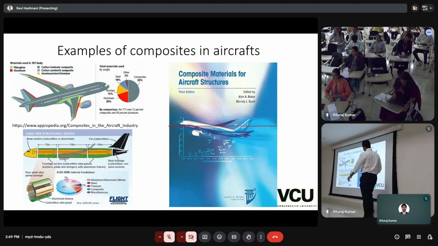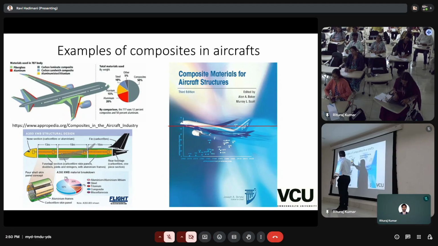So here is the 787 body, Boeing 787. It's a large aircraft, and you can see that 50% of its body is made of composite. All this is composite.